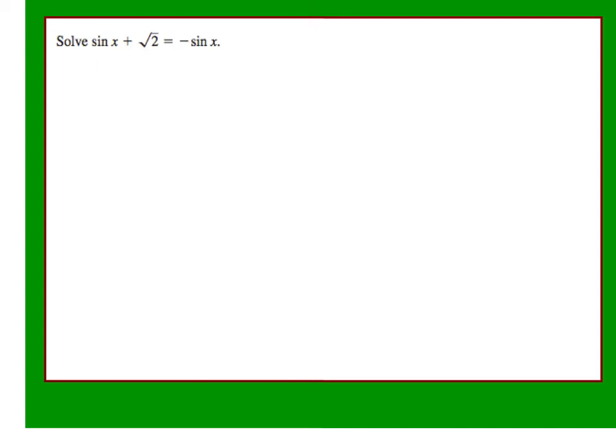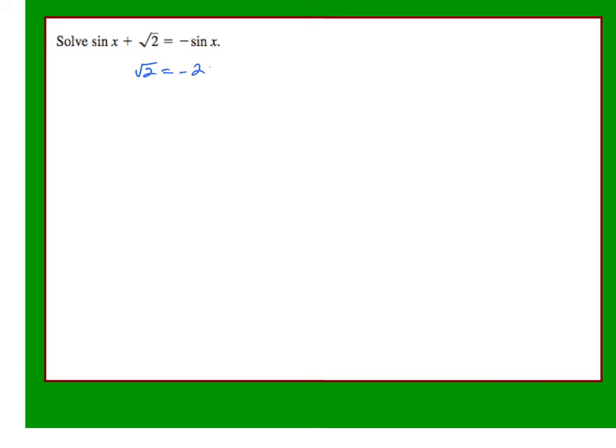Sine x plus square root 2 is equal to negative sine x. So what I need to get is a trig function equal to a number. I need to get a trig function equal to a number. So let's figure out how we manipulate this. What could we do? Okay, subtract sine x. So now I have square root 2 is equal to what?